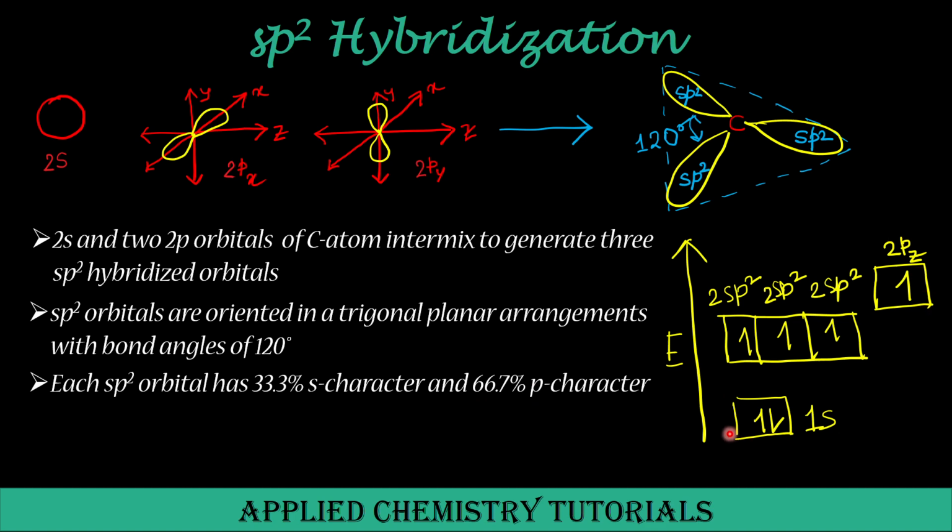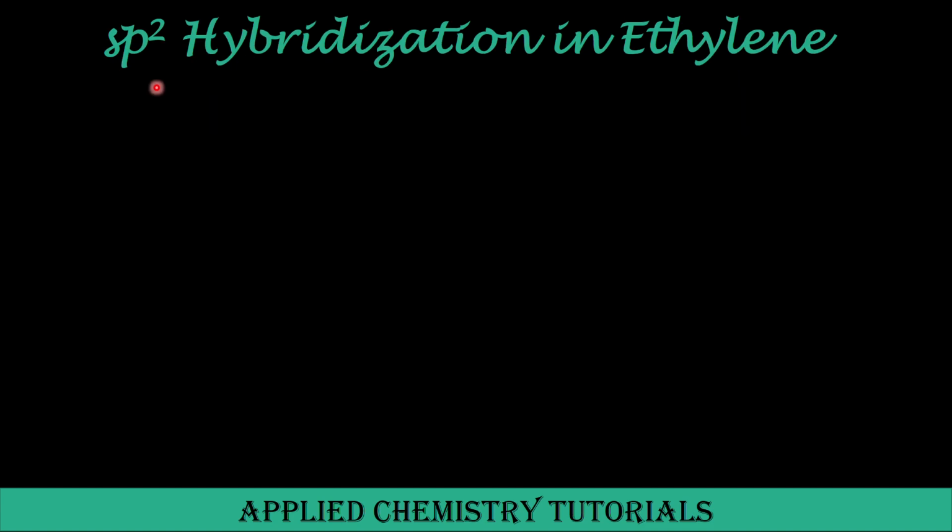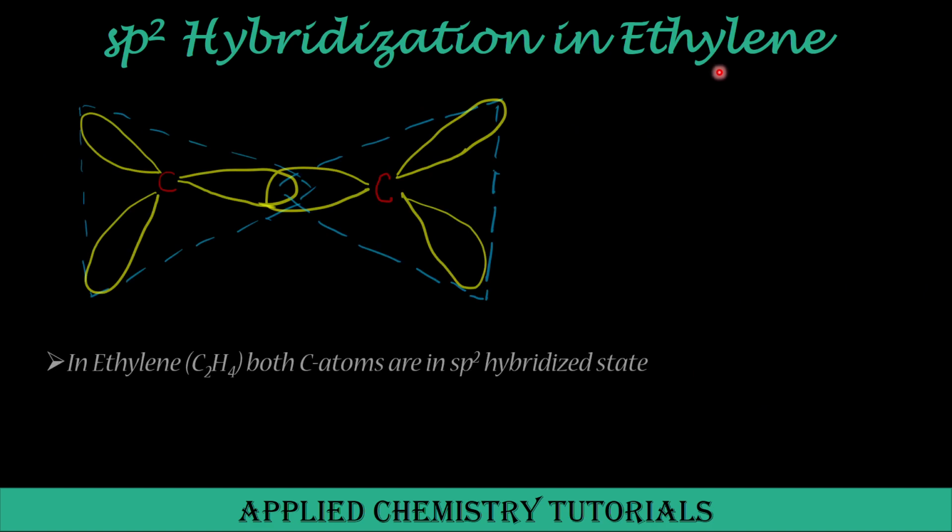Now here is the energy diagram for the sp2, 1s and 2p, they got intermixed. So one of the p orbitals, that is pz, remains unhybridized. So that is now perpendicular to the sp2 structural plane. Now let's see how the sp2 hybridized carbon atoms are attached in ethylene.